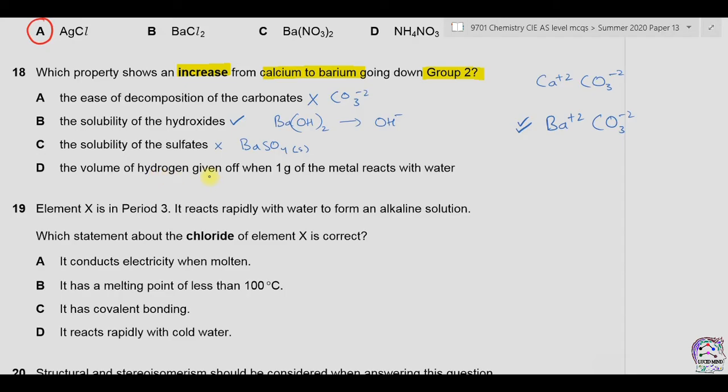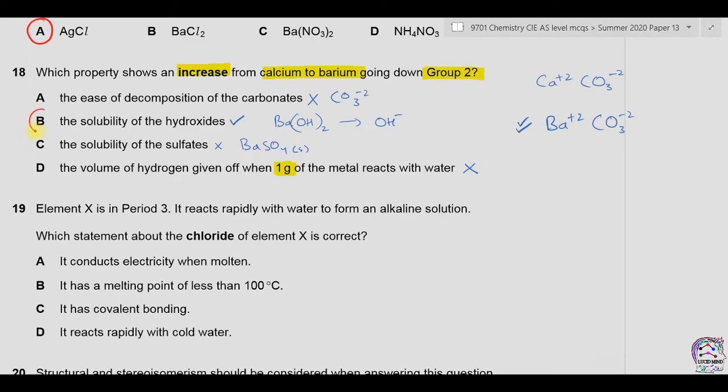D. The volume of hydrogen given off when 1 gram of the metal reacts with water. Now if we take 1 gram of the metal and go down group 2, the atomic number increases and the atomic mass also increases. So the number of moles becomes less and less as we move down group 2, because moles is equal to mass in grams divided by atomic mass. Therefore as the number of moles decreases, the volume of hydrogen given off will also decrease. So this is also incorrect.